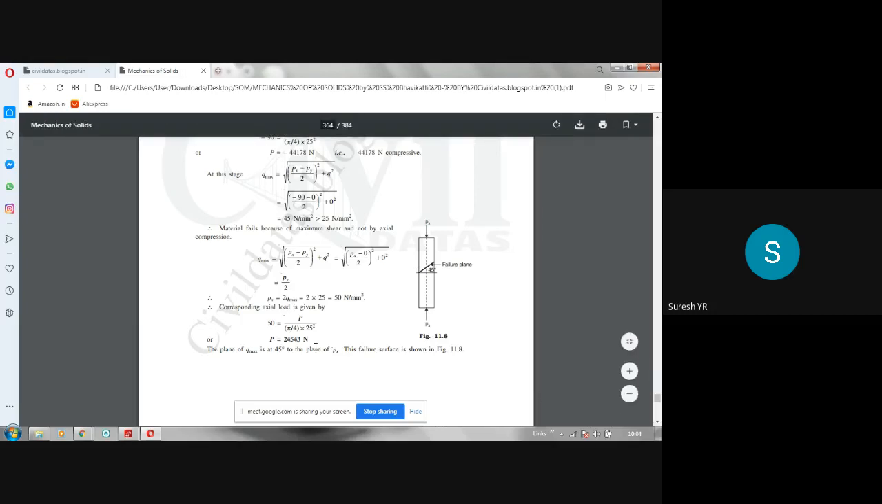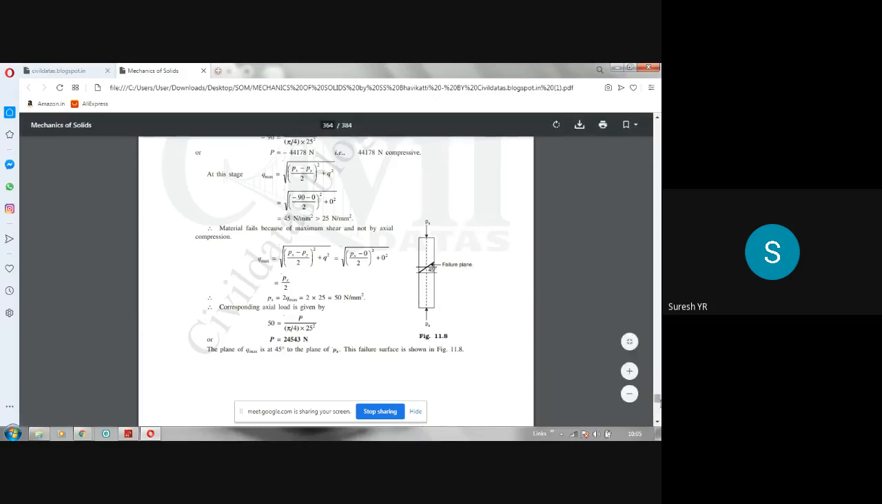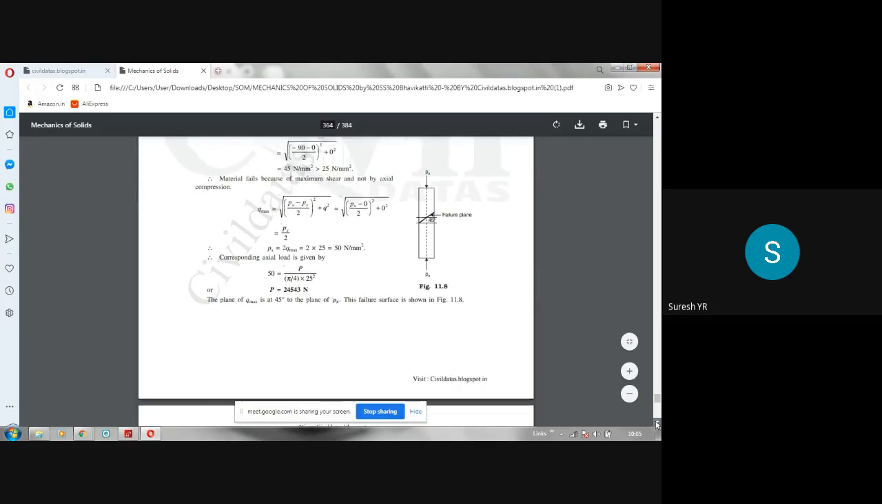Next, in this, on which plane does it act? Since the failure is occurring at maximum shear, we know that the maximum shear plane is at 45 degrees to the plane of Px. So here you have to show the 45 degree angle. This is the shear failure plane. Understood? Next, the third case, shear stress, has to be taken.